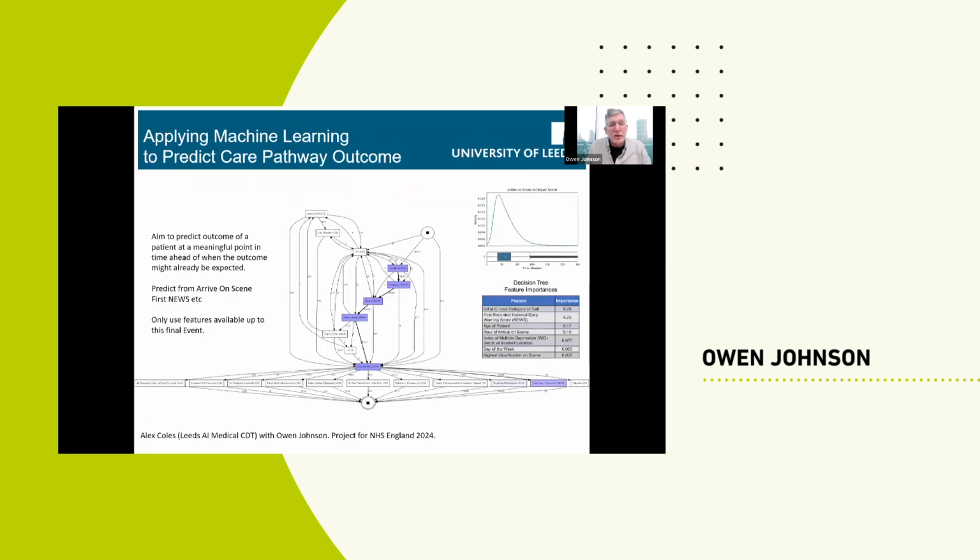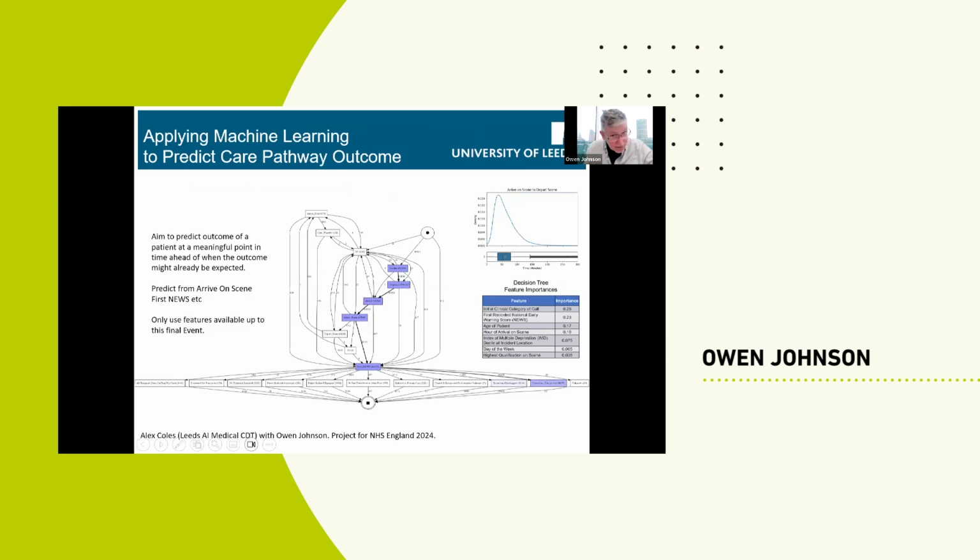This is work by Alex Coles, who's one of my PhD students, but he was on secondment to NHSE at the time. So Alex boiled this down to the blue boxes and the thicker lines of the default pathway for an ambulance. There are a few other events that happen, but he's narrowed it down to the basic flow.